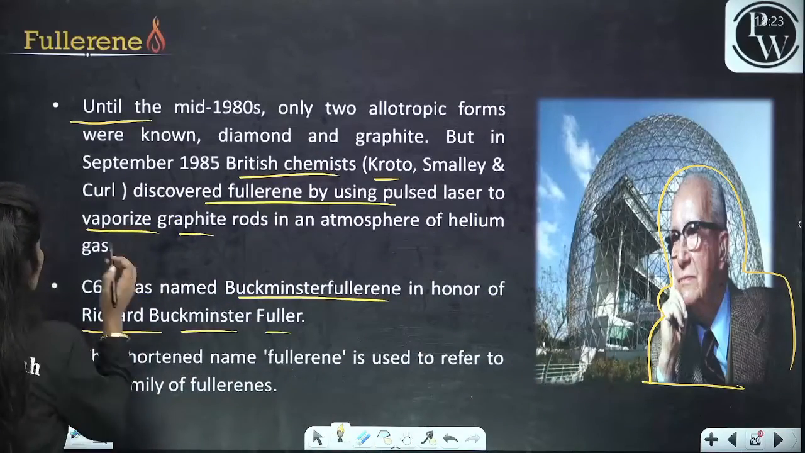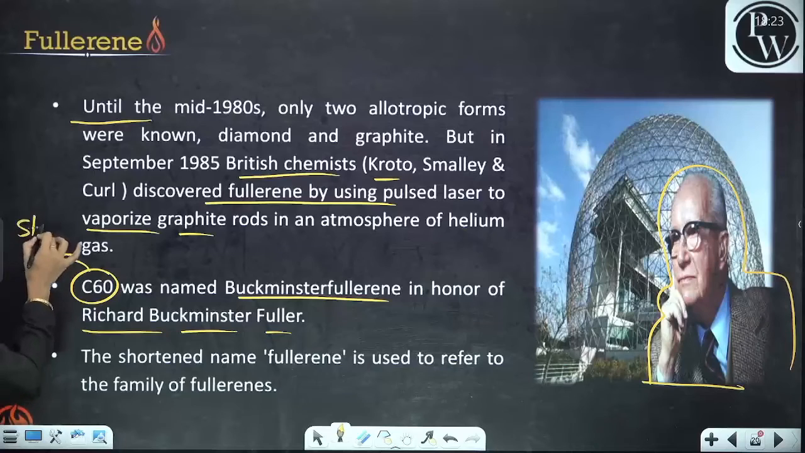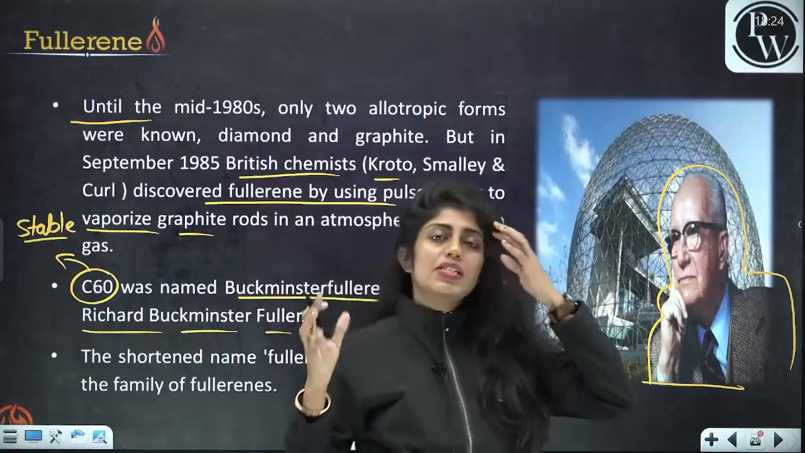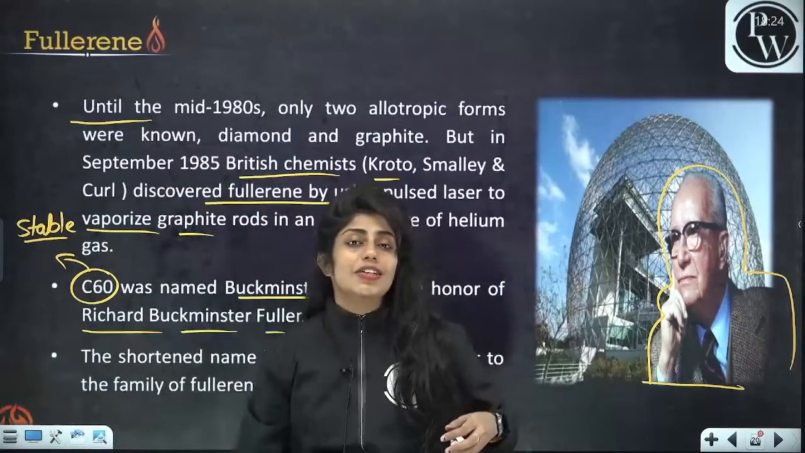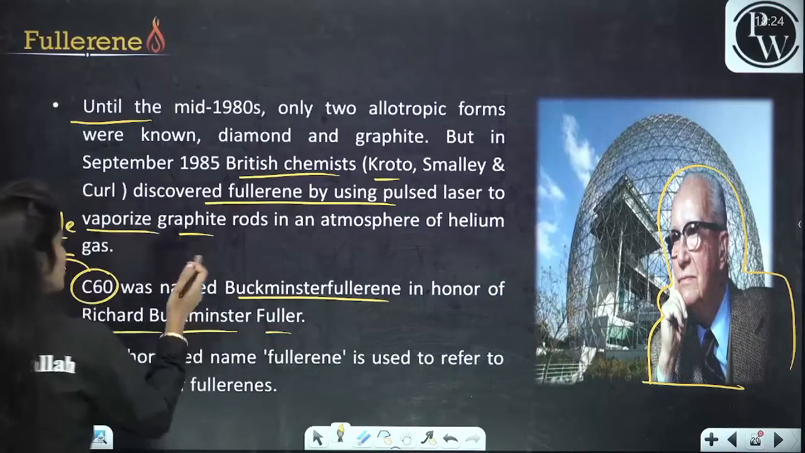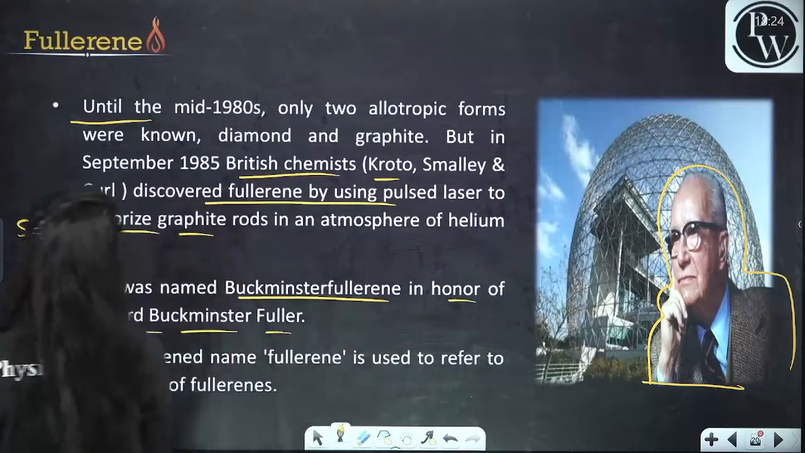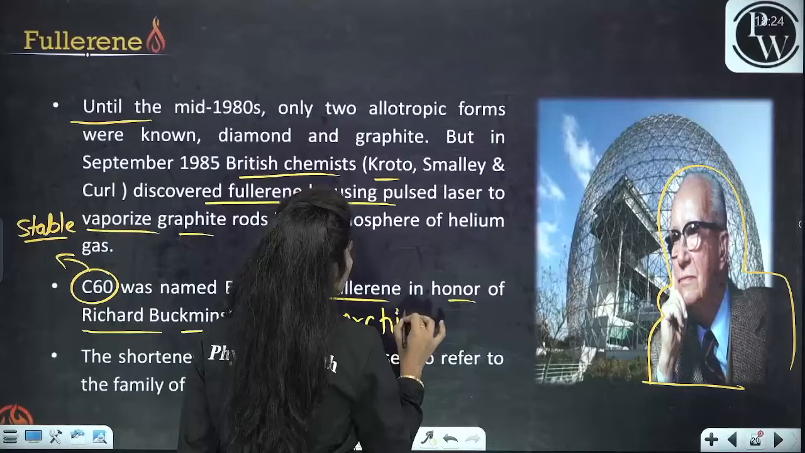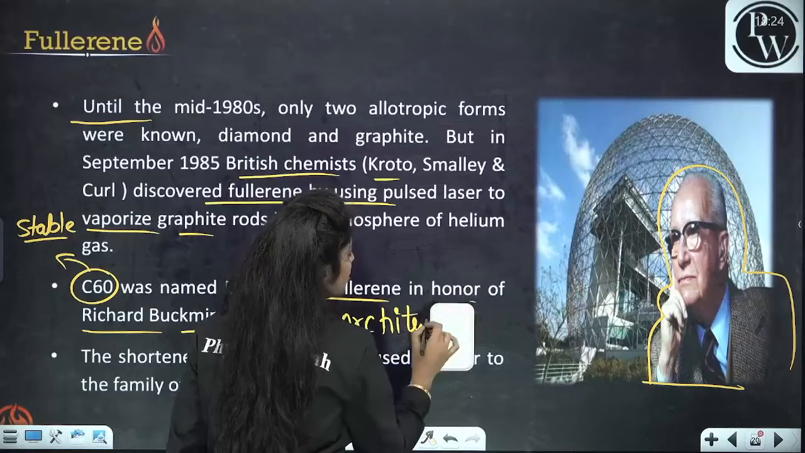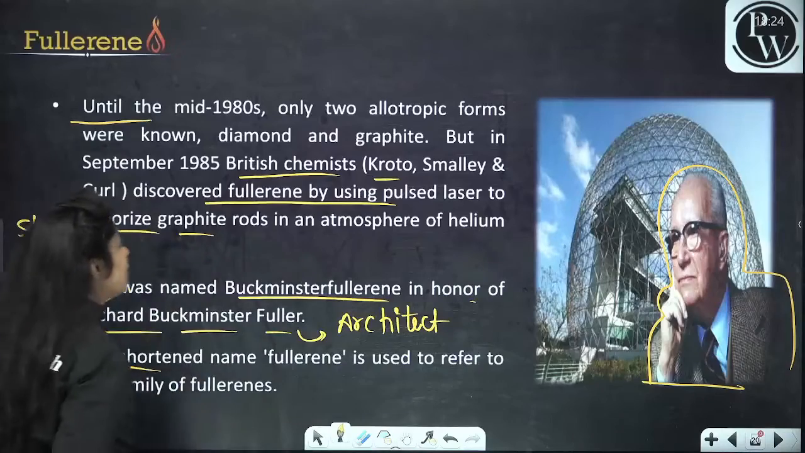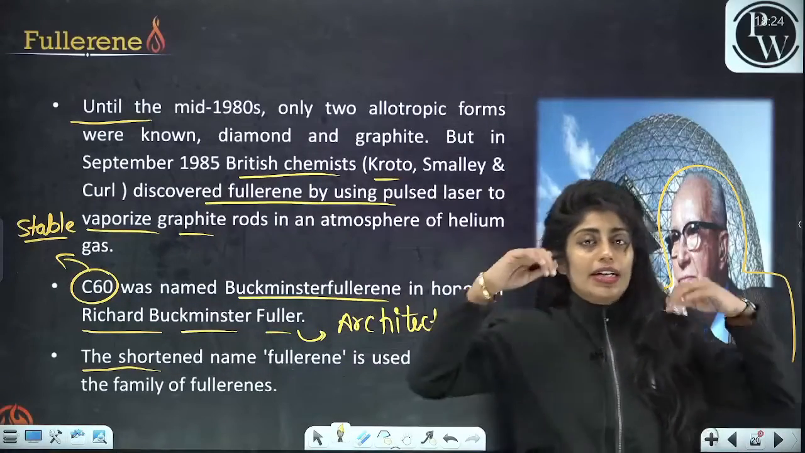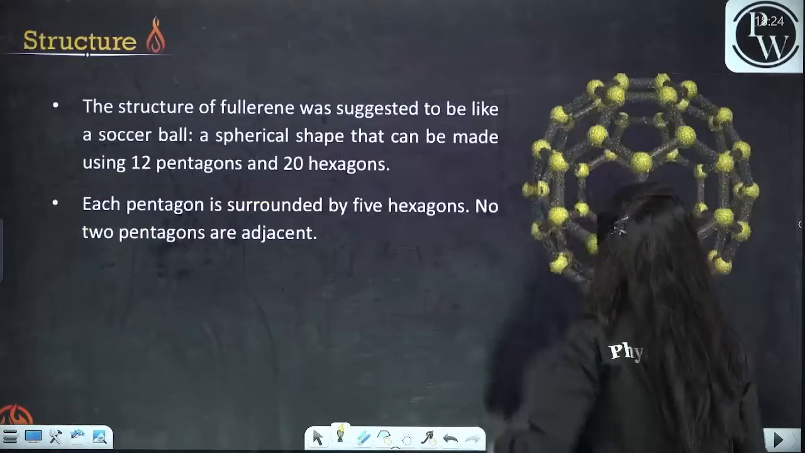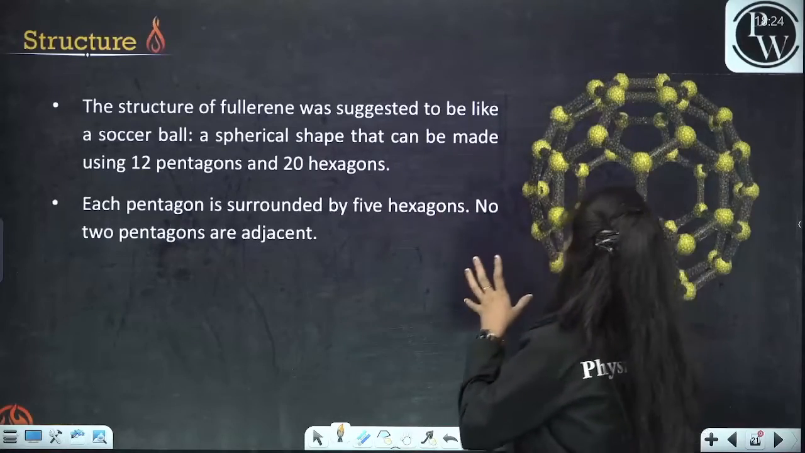Then British chemists like Kroto, Smalley and Curl discovered fullerene by using pulsed laser vaporizing graphite rods. This is not important how we prepared them, but yes, it is important that we have another allotropic form now. Now, C60 was the very first stable giant fullerene. Carbon 60, that means 60 carbon atoms are joined together. So, it was named in honor of Richard Buckminster Fuller, who was an architect, and the shortened name fullerene was given as tribute to Mr. Richard. Are we good?